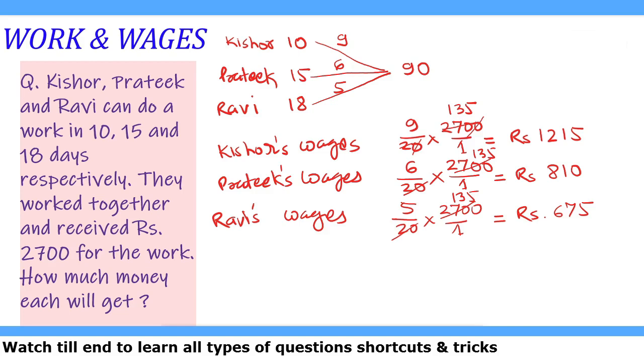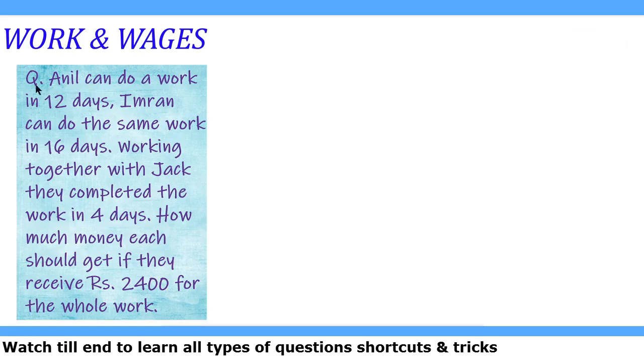This way they will get their wages as per their capability of doing the work, or as per their efficiency. The next question is: Anil can do a work in 12 days. Imran can do the same work in 16 days. Working together with Jack, they completed the work in 4 days. How much money each should get if they receive rupees 2400 for the whole work?